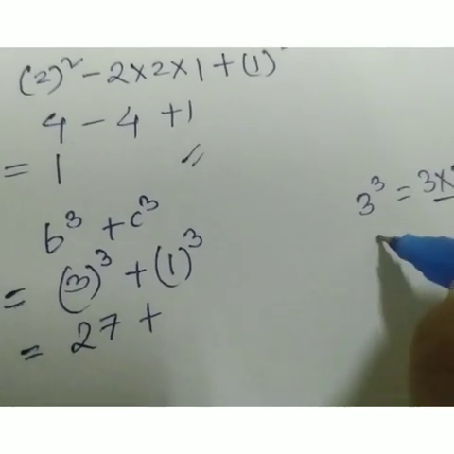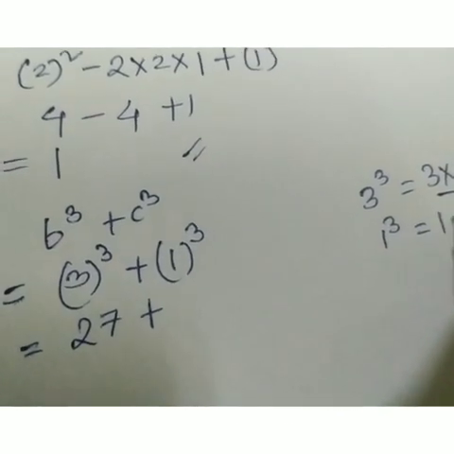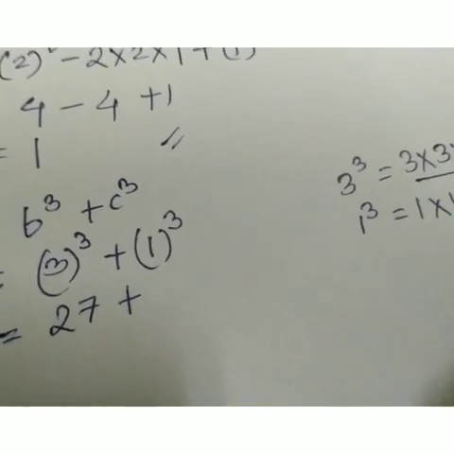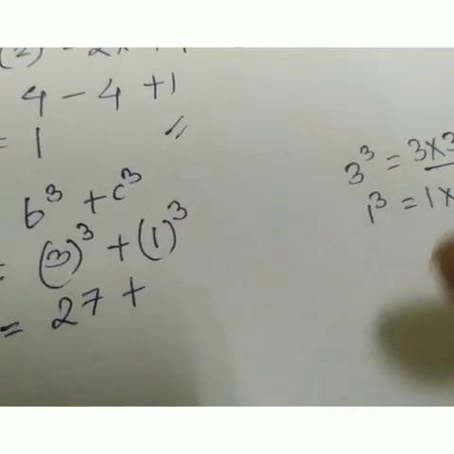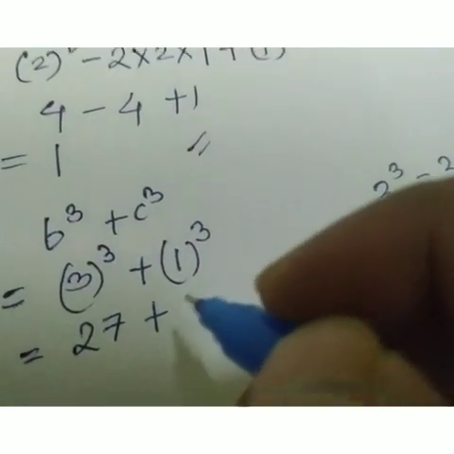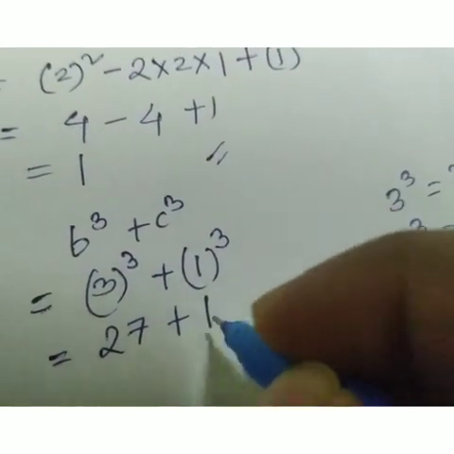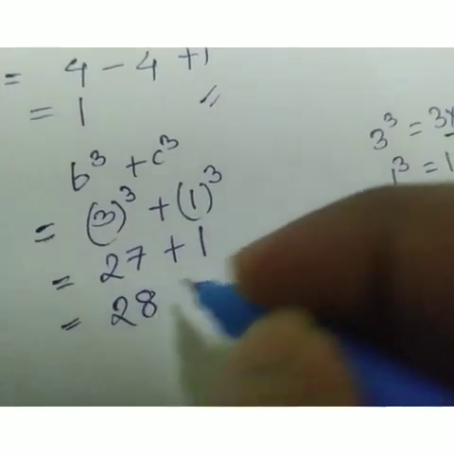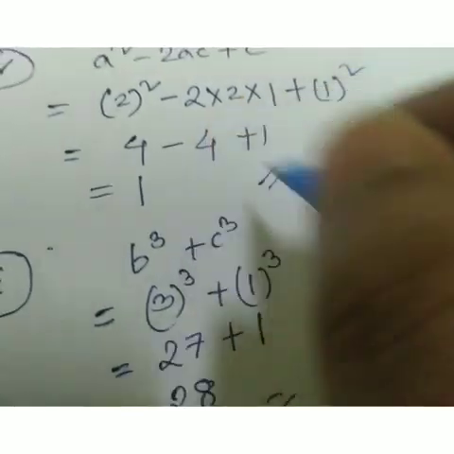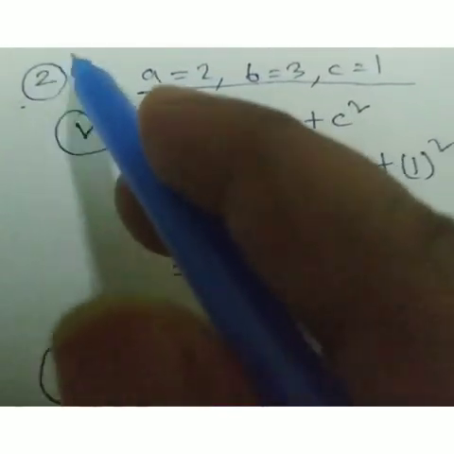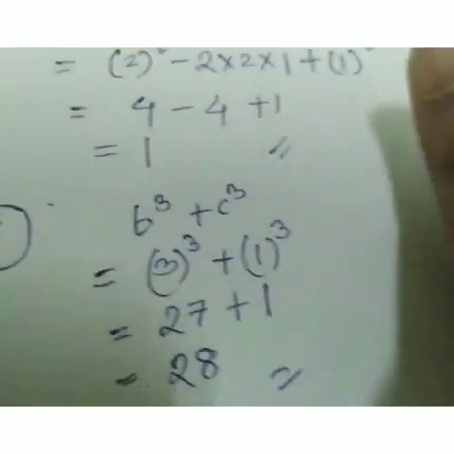1 cube also means what? We need to multiply 3 times: 1 into 1 into 1. 1 into 1 is 1, 1 into 1 is 1. So 1 to the power anything is 1. So 27 plus 1 equals 28. So this is my answer for this one from number 2. Alright, let's move on further.